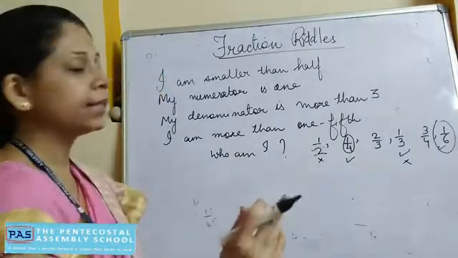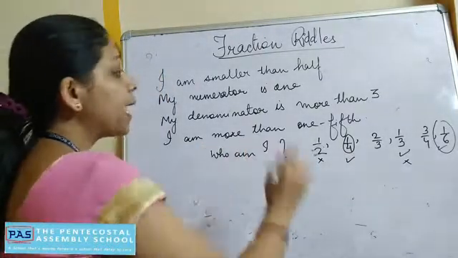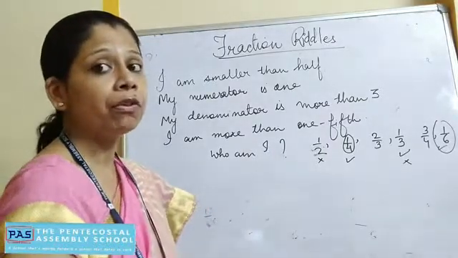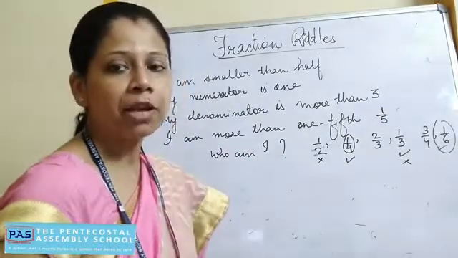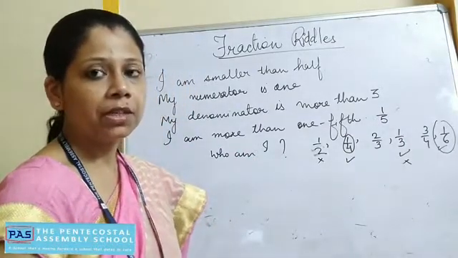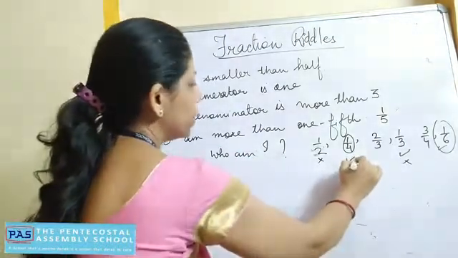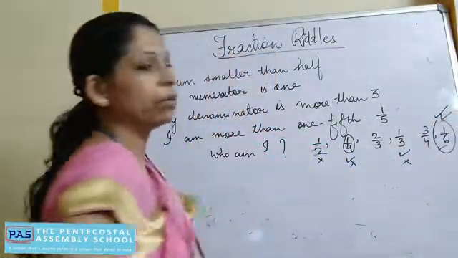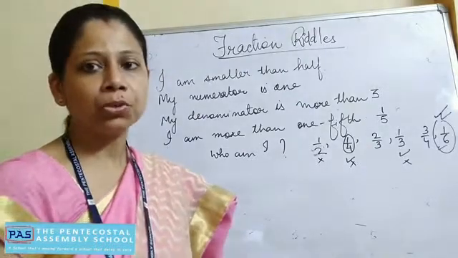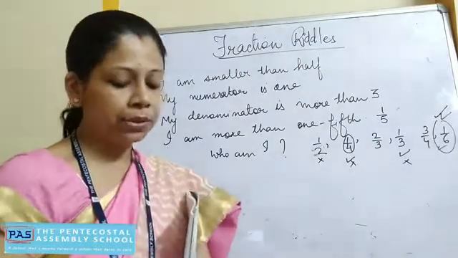Now read the next clue. I am more than 1/5. What is 1/5? 1/5 is called 1/5. We have done this. So it cannot be this also. So what is my answer? 1/6. Got it, students? Okay, I am doing it once more.